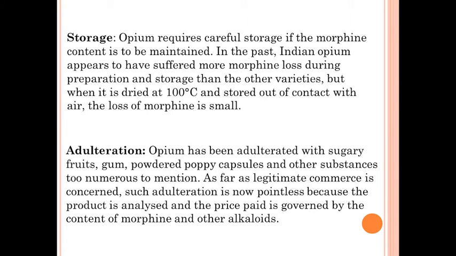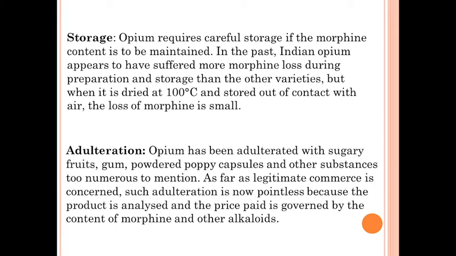Now storage. Opium requires careful storage for its morphine content. Otherwise, if it is not carefully stored, the morphine content will be lost, because in the past Indian opium appears to have suffered more morphine loss during preparation and storage than other varieties. But when it is dried at 100 degrees Celsius and stored out of contact with air, the loss of morphine is very small. So after collection, it is dried at 100 degrees Celsius and kept from contact with air. That is the storage condition, so that the morphine loss is small.